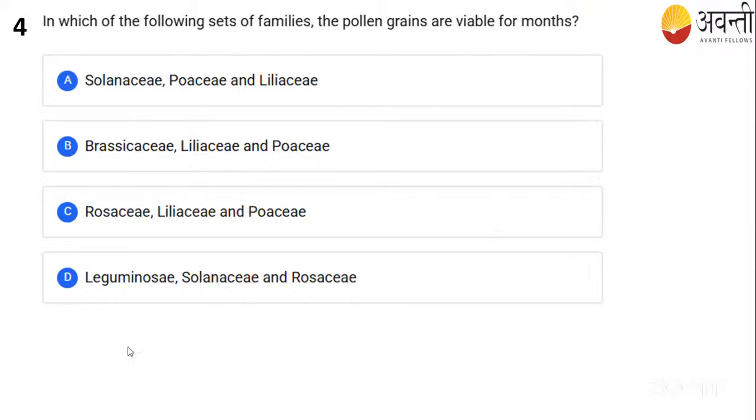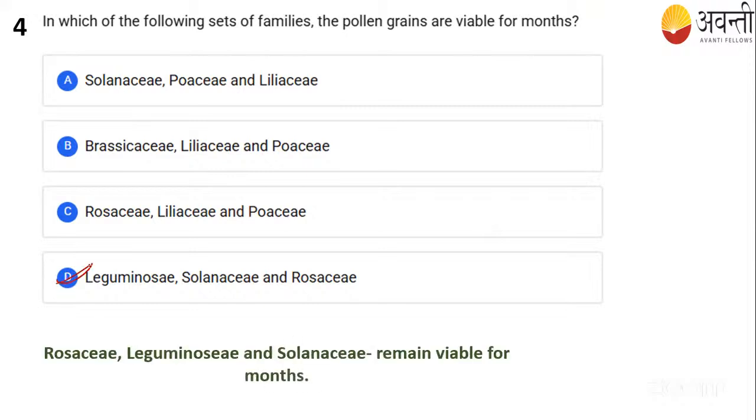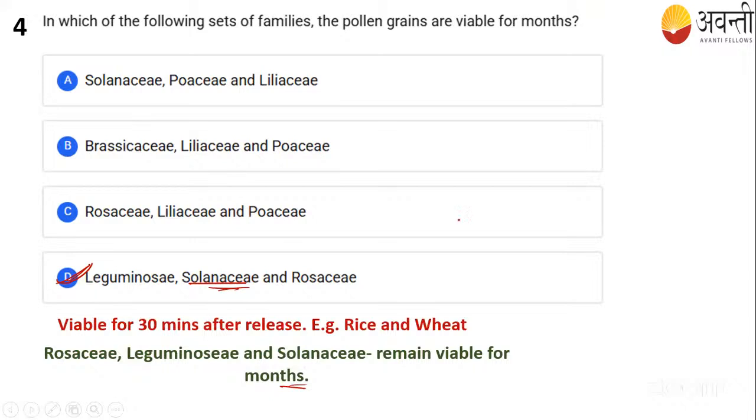Okay. The correct answer is leguminosae. In leguminosae, rosaceae and solanaceae, pollen will be viable for months, whereas in rice and wheat, it is going to be viable for only 30 minutes. So that's why option D is the correct answer.